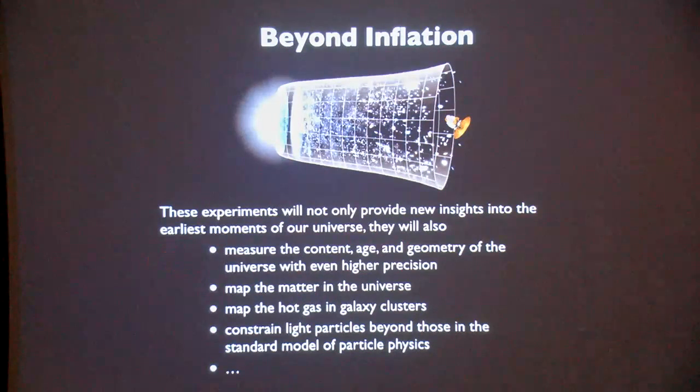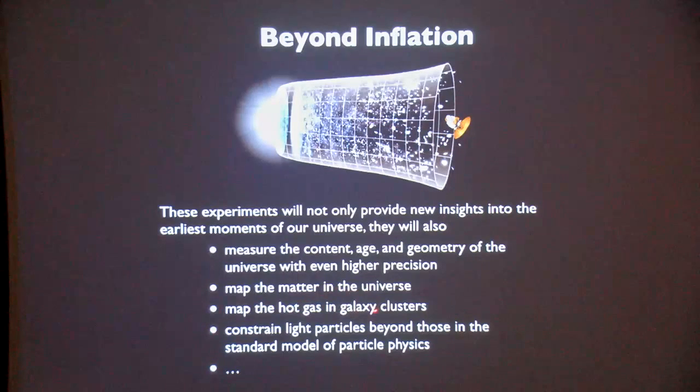For example, they will measure the content and age that we already discussed to even higher precision. And here in this picture that I like, you also see that you can map the matter density in this way, because the photons from the cosmic microwave background have to make their way through stars and galaxies to reach us. They're slightly deflected, and this effect has been detected at high significance, so you can actually make maps of the matter along the line of sight from this.